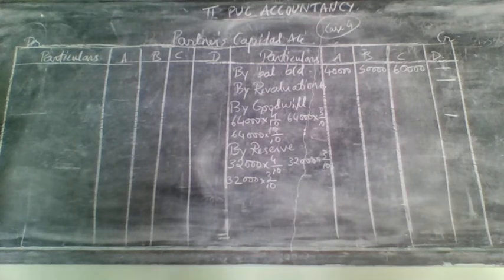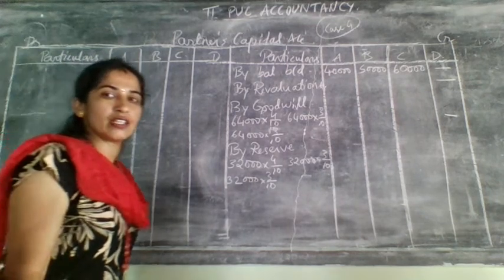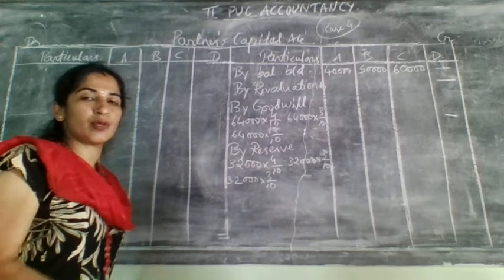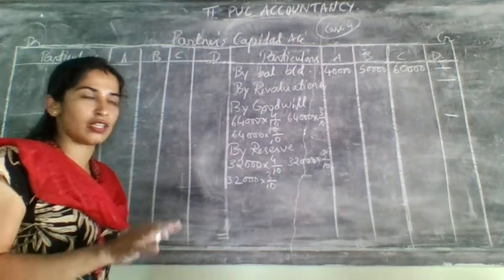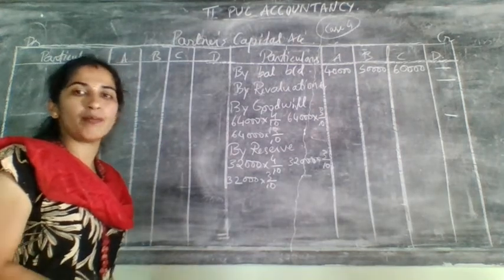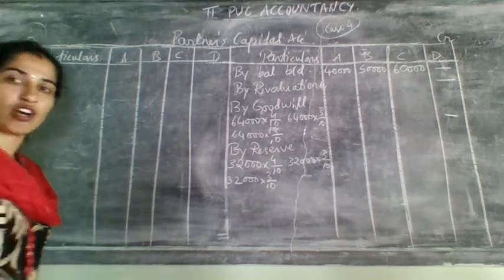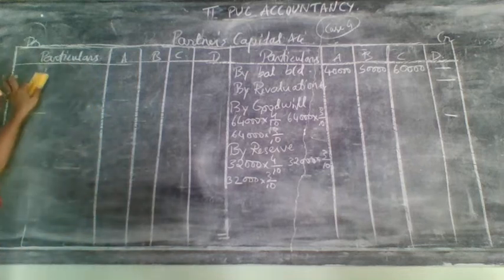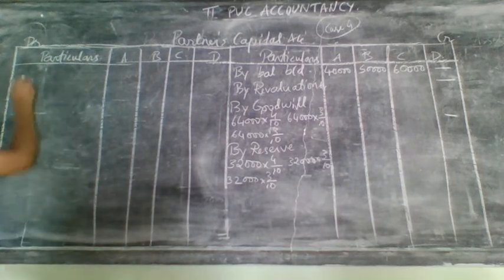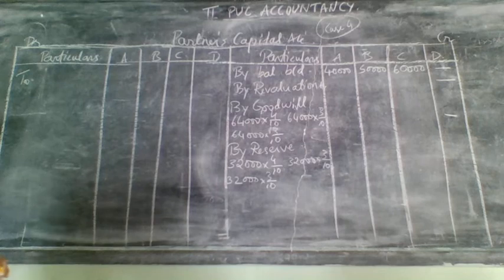Next, after writing the reserve, here the goodwill treatment was case 4. That means goodwill was withdrawn by all the partners. So it was written off by all the partners. When it was written off, you need to write it on which side? Debit side of partners capital account.